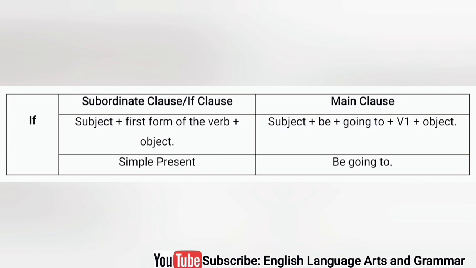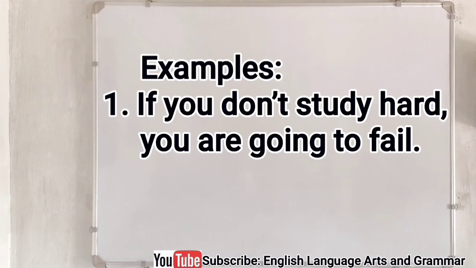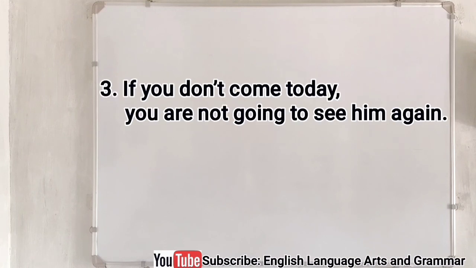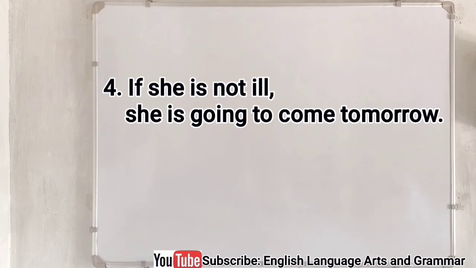Let us learn some examples by using the formula simple present plus be going to. Example 1. If you don't study hard, you are going to fail. Example 2. If you don't leave now, I'm going to miss the flight. Example 3. If you don't come today, you're not going to see him again. Example 4. If she's not ill, she's going to come tomorrow.